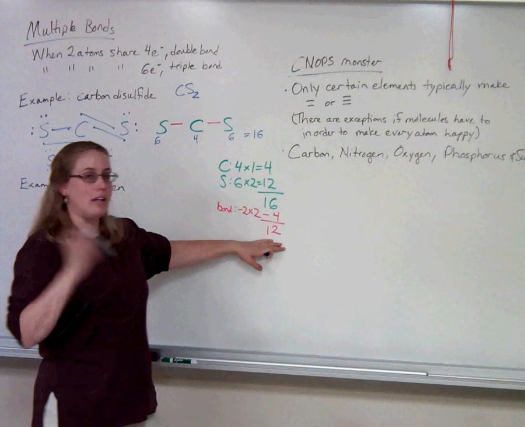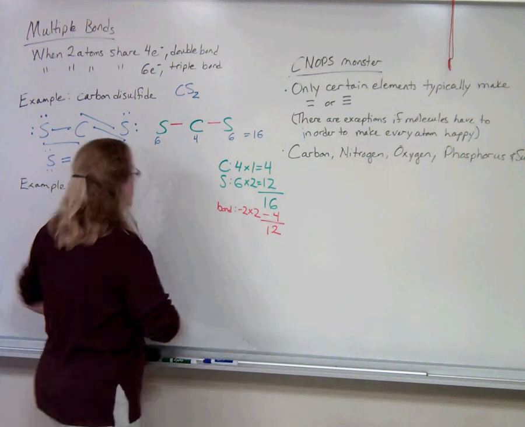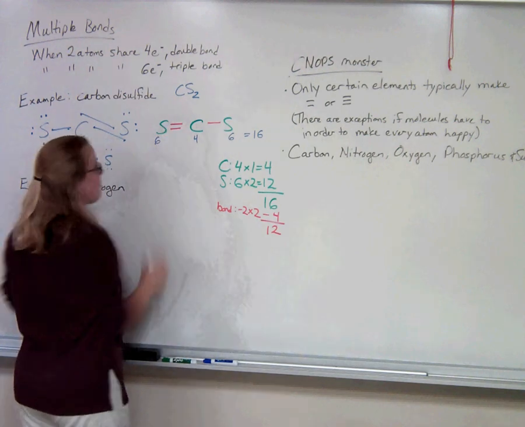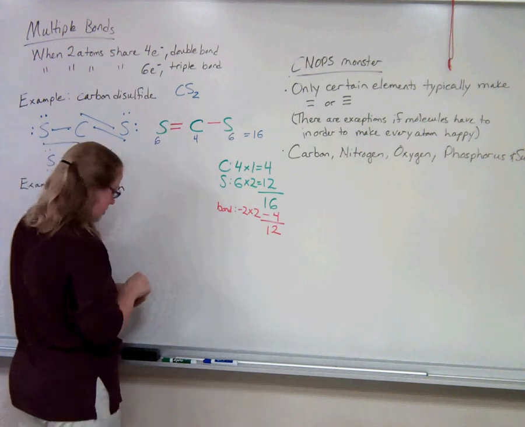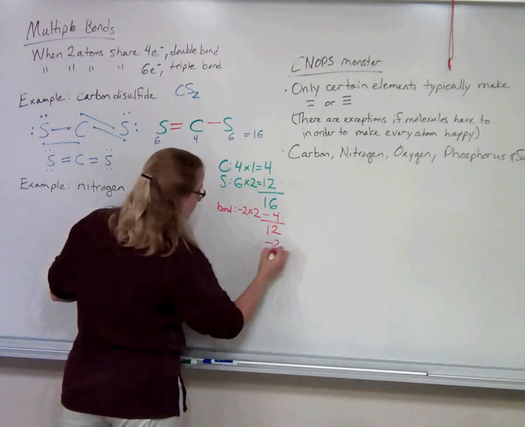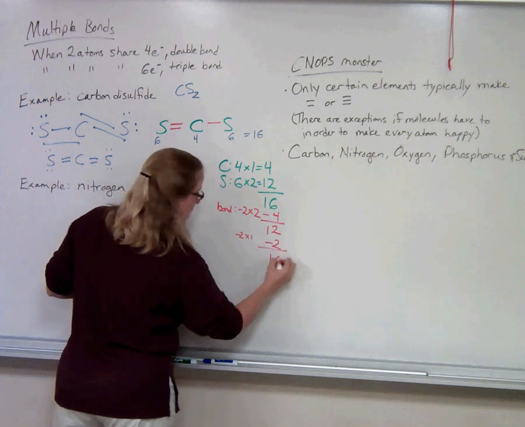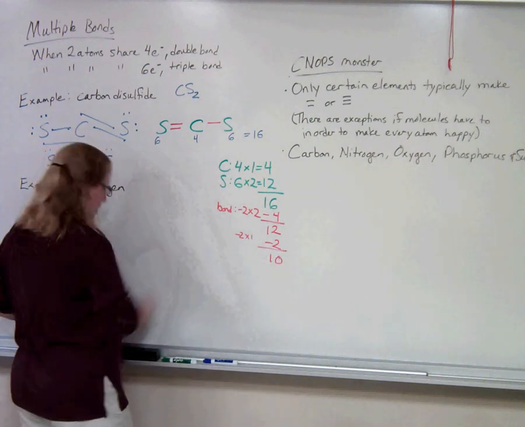If our need is greater than our have, we need to make another bond. So we're going to go back to our picture, make another bond. Make bonds one at a time. Don't get crazy or you might overshoot. We're going to now subtract 2 more for our next bond. So -2 times 1. So now we're down to 10 for our have, but we need to recount our need.